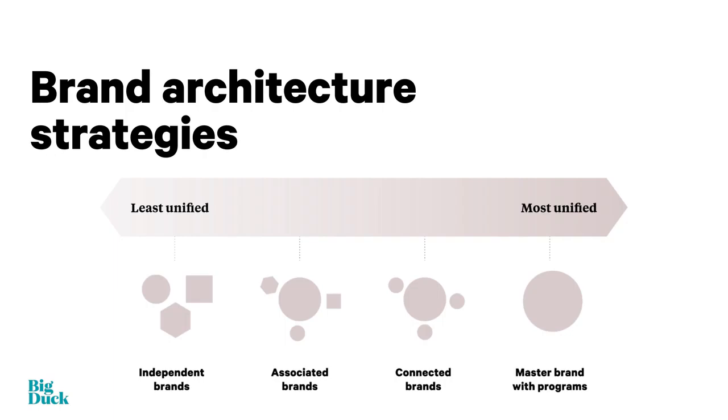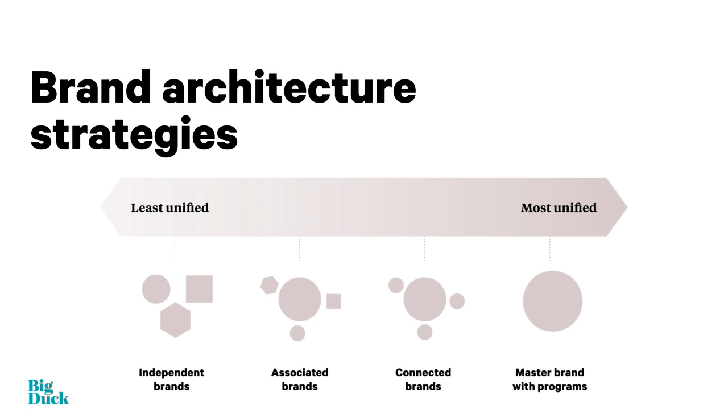What I'm going to do in the next part of our conversation is use this spectrum that we created to give you a sense of the possible strategies that you might employ as you think about brand architecture. You can see on the left with independent brands, that end of the spectrum, these are the least unified brand architecture strategies. To the right, where we have master brands with programs, are the most unified. And this spectrum is a little misleading in that it looks linear. It looks like you're going to pick one of these four, or pick a place on this spectrum and everything will neatly fall into that.